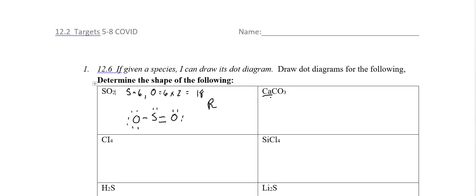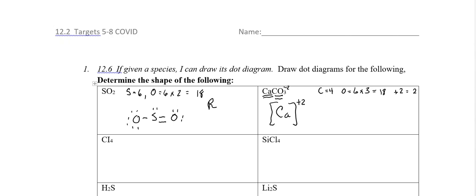Calcium carbonate, metal, which means it is an ionic compound. Metals have no electrons. Nonmetals are full of electrons. This is a polyatomic ion, so we're going to have to draw it as if it was a molecule. Carbon is 4. Oxygen, 6 times 3, 18. Plus, carbonate is negative 2.